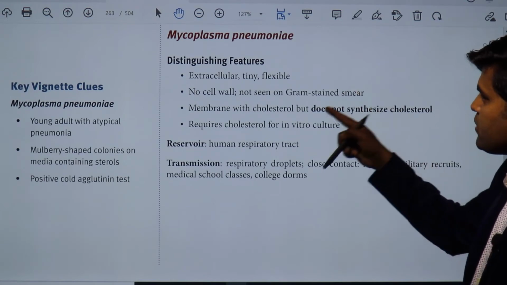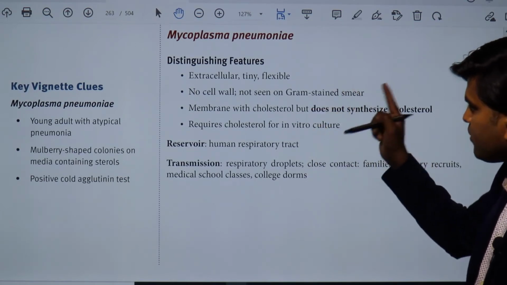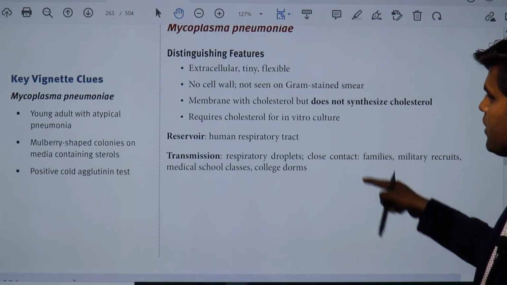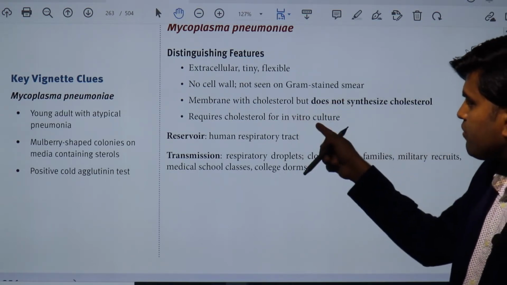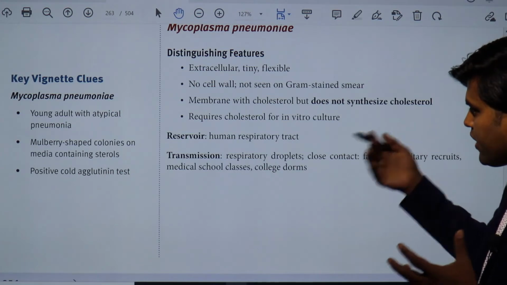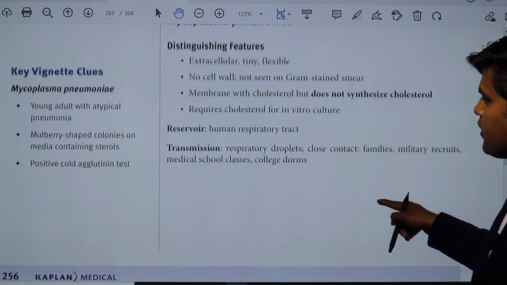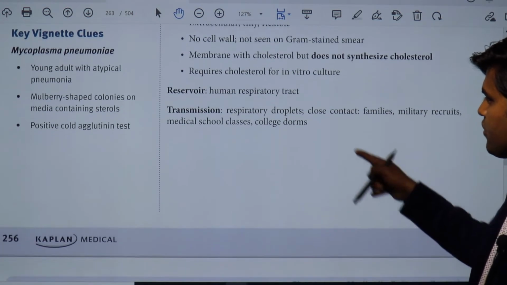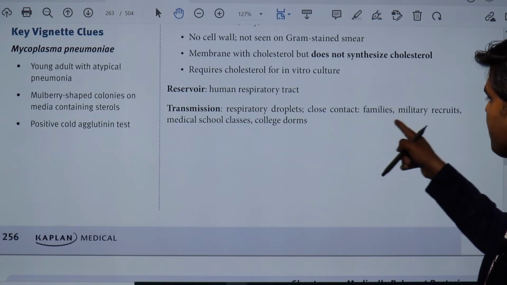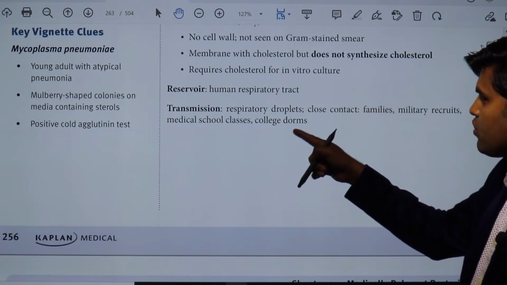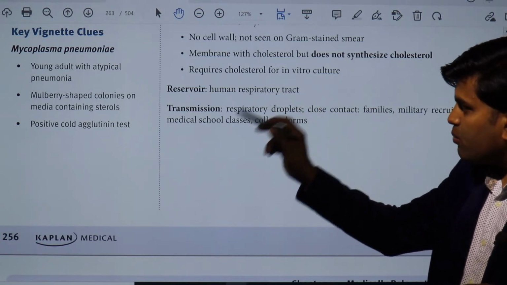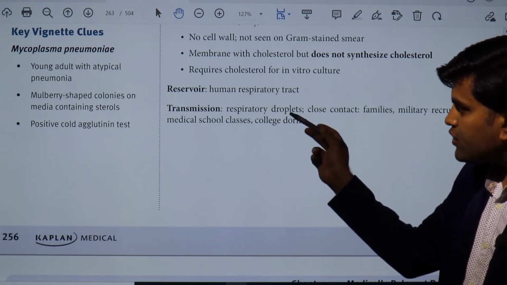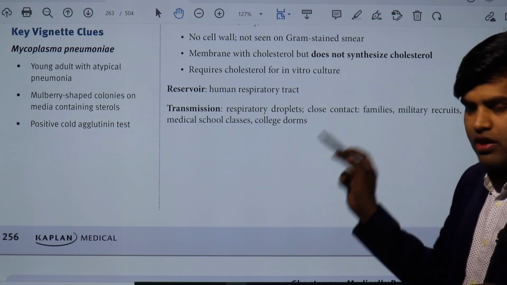Distinguishing features of Mycoplasma pneumoniae: extracellular, tiny, flexible, no cell wall, not seen on gram stain smear, membrane with cholesterol but it does not synthesize cholesterol, so it requires cholesterol for growth extracellularly or in in vitro culture medium. Reservoir: human respiratory tract. Transmission: respiratory droplets, close contact, family, military recruits, medical school classes, college dorms. So: young adult with atypical pneumonia, mulberry-shaped colonies on media containing sterols, and positive cold agglutination test.